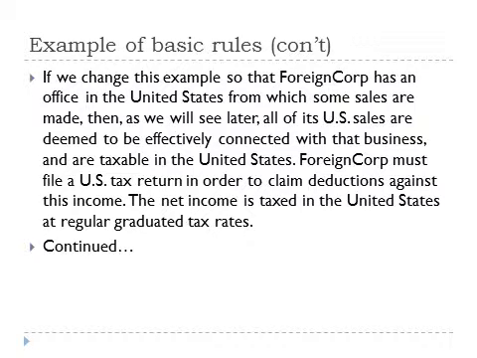If we change the facts of this example so that Foreign Corp has an office in the United States from which some sales are made, then, as we will see later, all of its U.S. sales are deemed to be effectively connected with that business and are taxable in the United States. Foreign Corp must file a U.S. tax return in order to claim deductions against this income. The net income is taxed in the United States at regular graduated tax rates. Once again, this example is continued on the next slide.